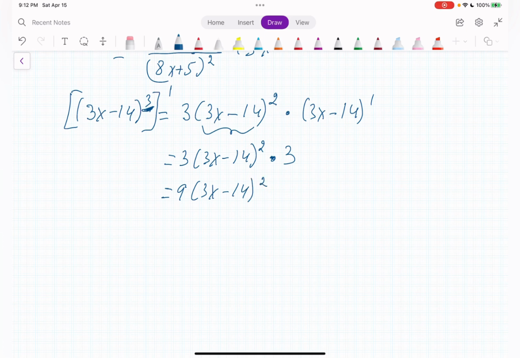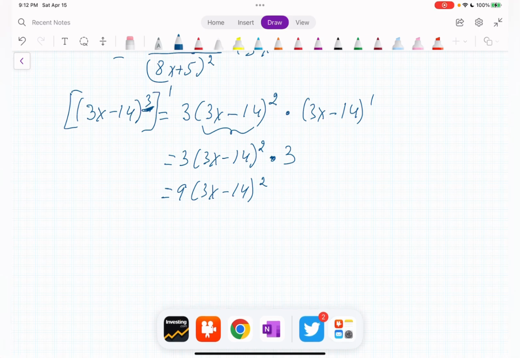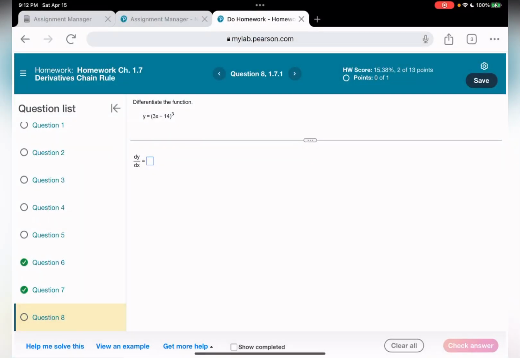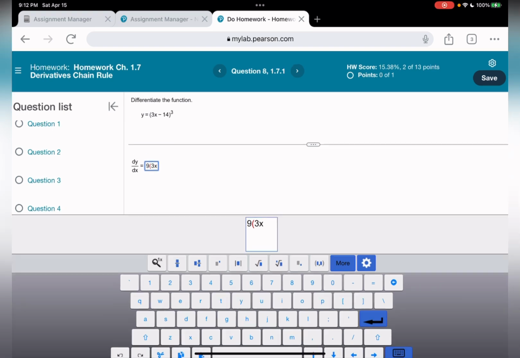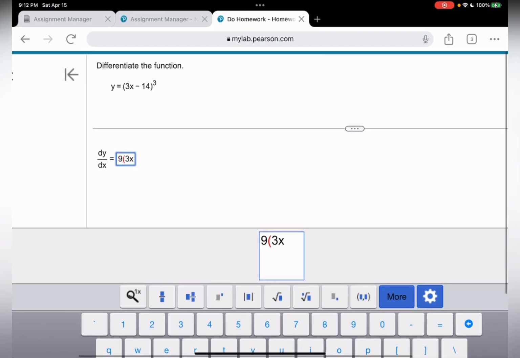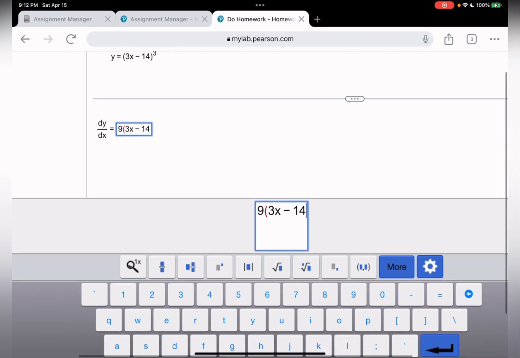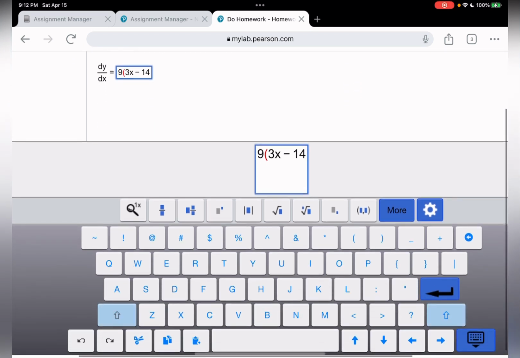So the answer is 9 times 3x minus 14 and to power 2.